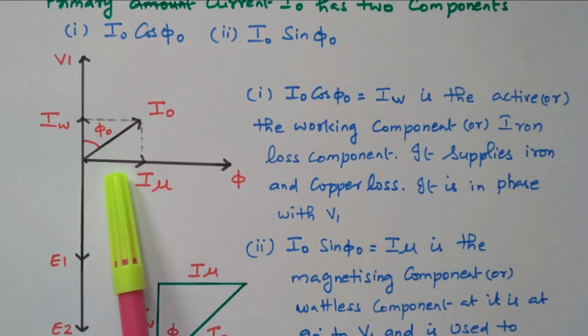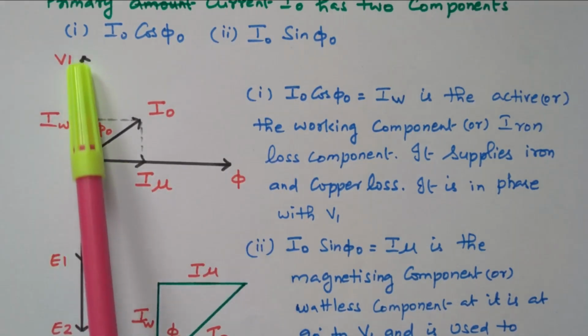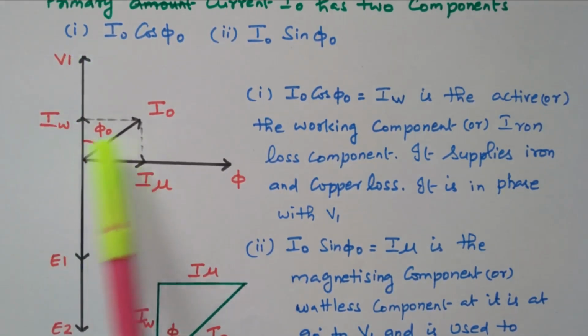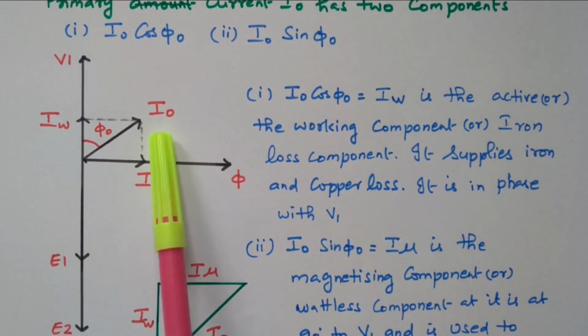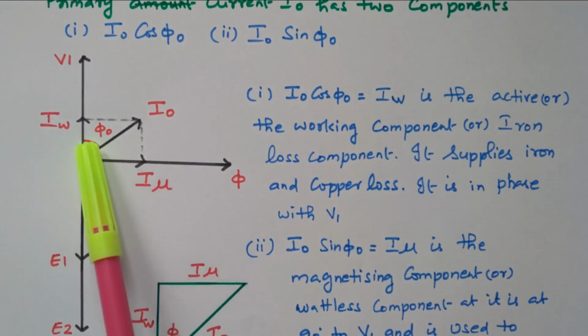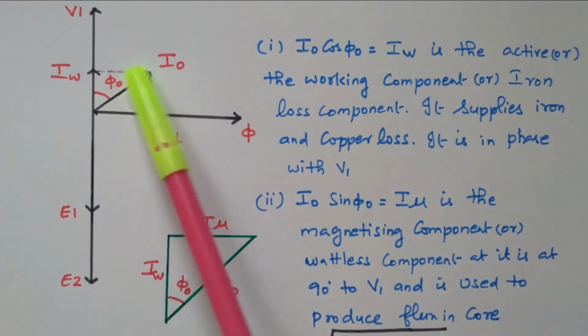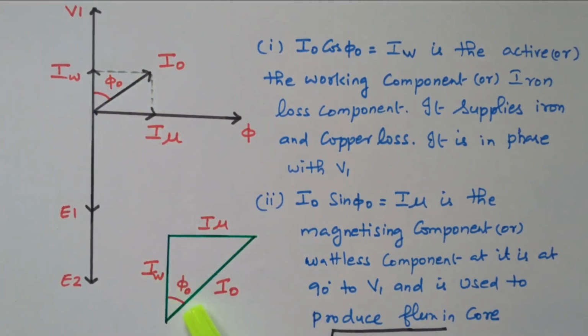So this magnetizing current is in phase with the flux, and this working current is in phase with the voltage. The vector sum of these two is nothing but the primary current I naught. So this angle is phi naught. Based on that, this triangle is drawn separately here. So this is the I naught. The horizontal component is the magnetizing current, the vertical component is the working current. This is the total current in the primary winding.